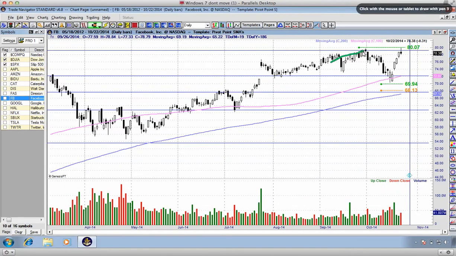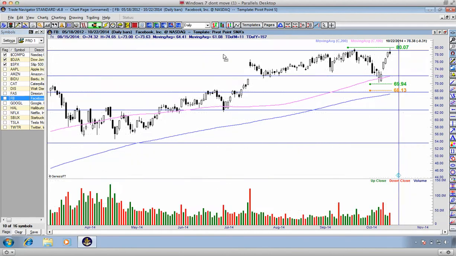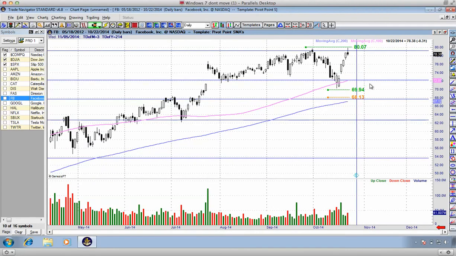Now, Facebook has rallied back into resistance. Earnings is coming out next week, on the 28th. So I don't think there's going to be a trade in Facebook moving forward. What we need to see is the earnings gap, and then we'll analyze what price is doing. If Facebook gaps down, it's going to be an absolutely incredible trade.